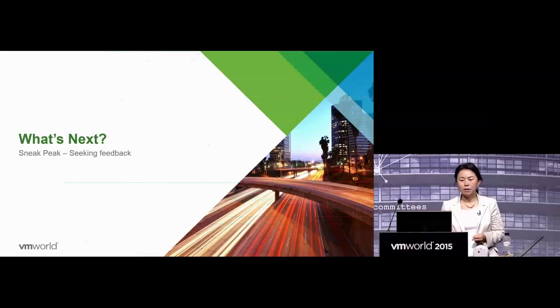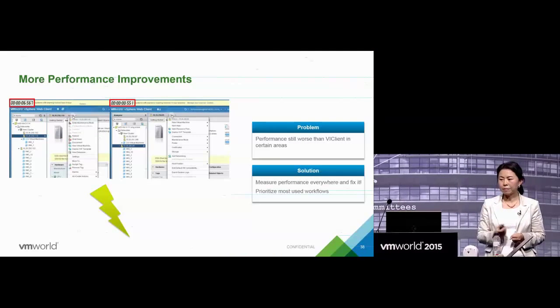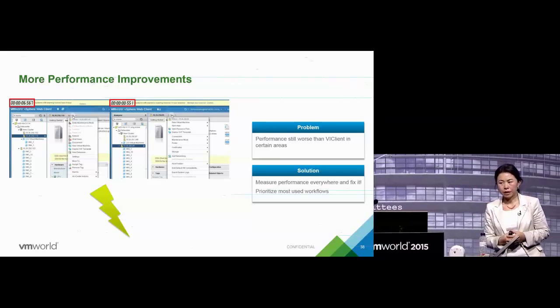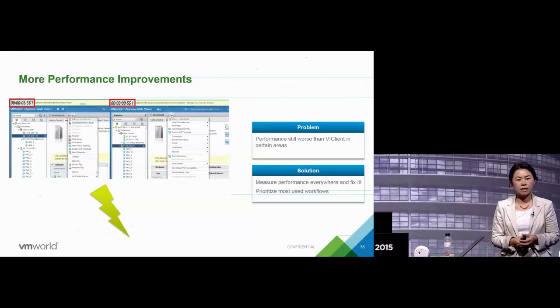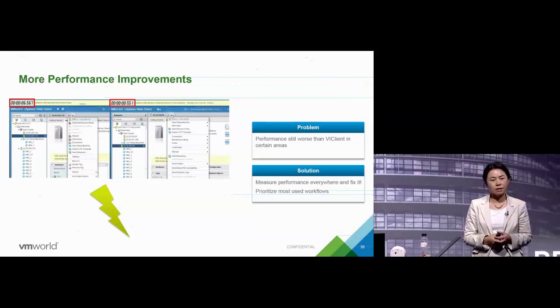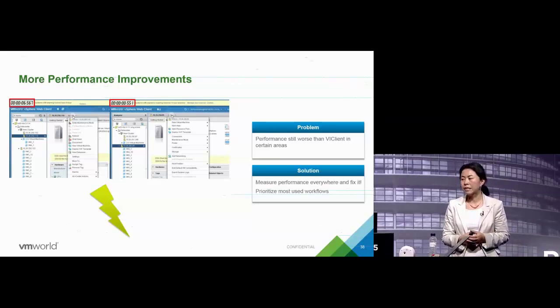Okay, we're talking about a series of sneak peeks, so we're looking for your feedback here. As we continue to work on the vSphere web client, we have done quite a lot of performance improvement as part of 6.0, but our work is not done there. We realize that there are still areas where the web client is still trailing the C# / VI client. And so we'll continue to work on those areas to make this better and faster.